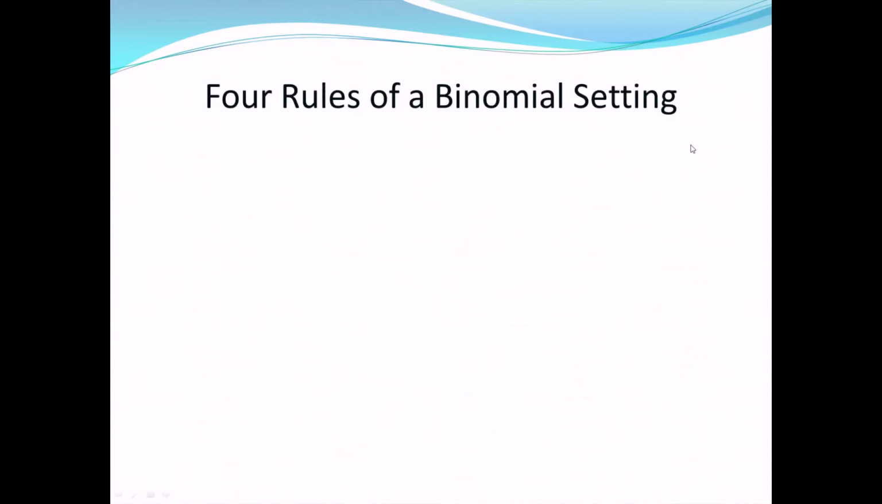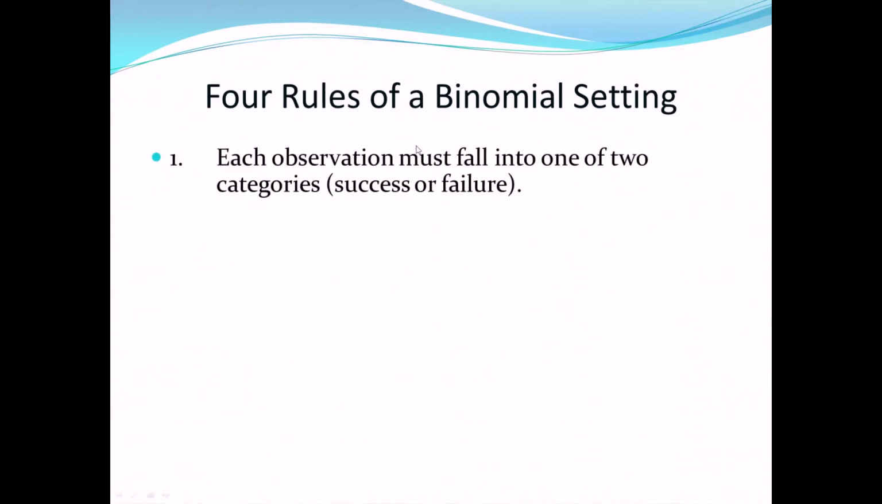There are 4 rules of a binomial setting, and you need to commit these to memory. So the first one is that each observation falls into one of 2 categories: success or failure. That's the yes-no thing I was just talking about. But keep in mind, a success may not be the kind of success you might think of as being something positive. It just answers the question, did you find what you were looking for? So if I'm looking for people with HIV and I find one, that's a success. Not because that's a good thing for them, but because that's what I was looking for and it came to pass.